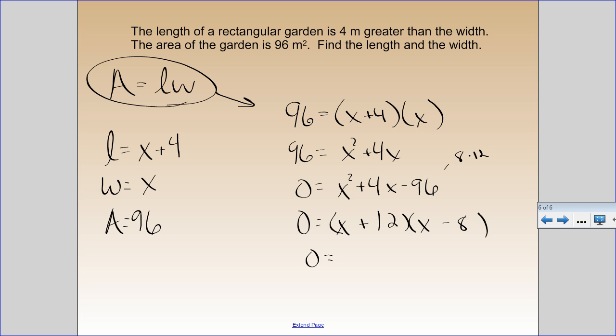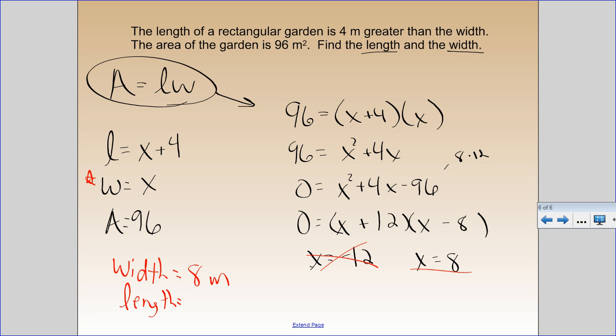So my two potential solutions are x can equal negative 12 or x can equal 8. Again, since we're talking about the length and the width, we cannot have a negative length or width. So x being 8 has to be our logical solution. Let's state our solution. The width right here is our x. That's 8 meters. And the length equals 8 plus 4, 12 meters.